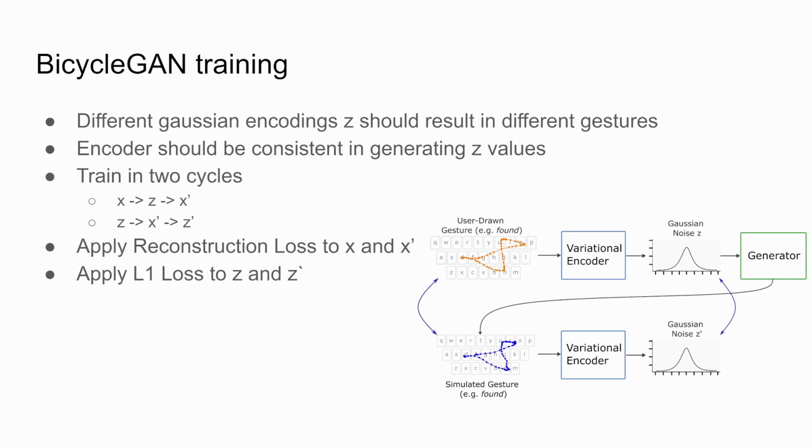In a separate cycle, a random latent code Z is sampled from a Gaussian distribution and is input into the generator to generate a new gesture, X prime. This gesture is then fed back into the variational encoder to generate a new Gaussian latent code, and this Gaussian latent code is then compared against the original Gaussian noise by applying the L1 loss.